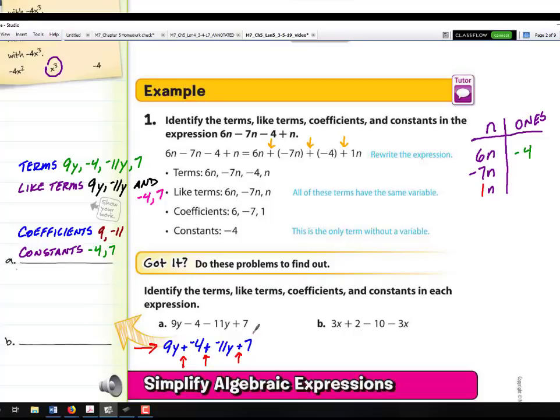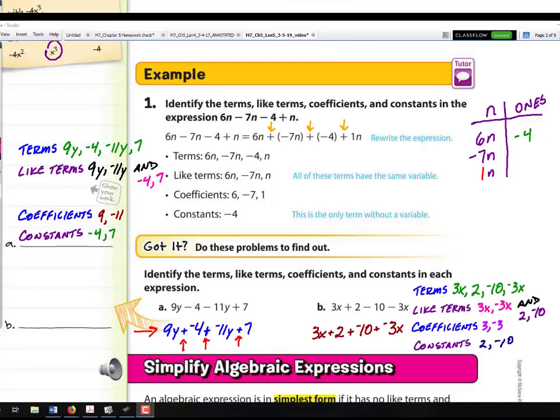Now that you've seen A, maybe that'll help. Go ahead and do problem B. All right, so once again, the very first thing I did was I rewrote it all as addition. So instead of minus 10, I did plus negative 10. Instead of minus 3x, I did plus negative 3x. My terms, once again, are separated by my addition signs. So I have 4 terms, 3x, 2, negative 10, and negative 3x.